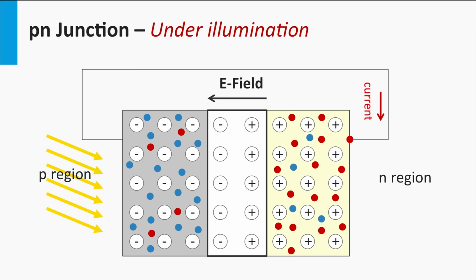If we illuminate the p-n junction, the density of the minority charge carriers is increased many orders of magnitude, and as a result, the drift becomes dominant and the p-n junction generates a large current.